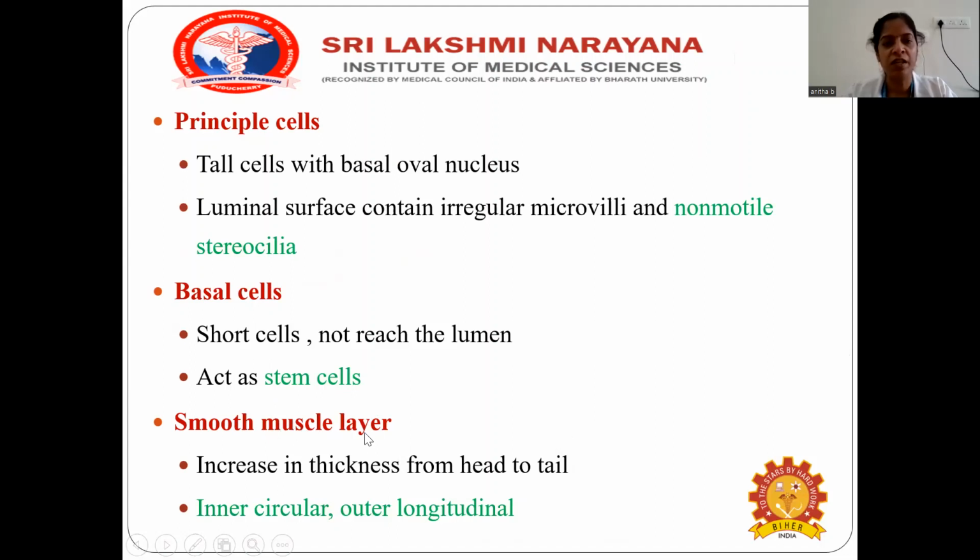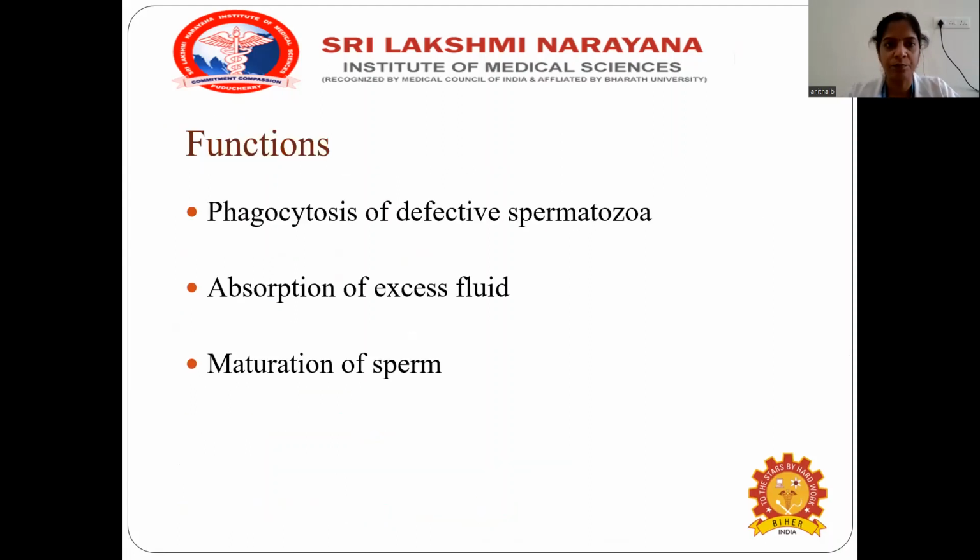When you see the smooth muscle layer, the thickness increases from head to tail because it has to propel the sperms. The smooth muscle layers are arranged as an inner circular and an outer longitudinal layer.